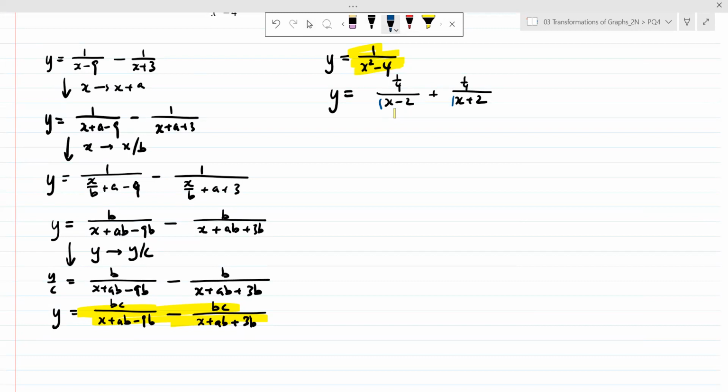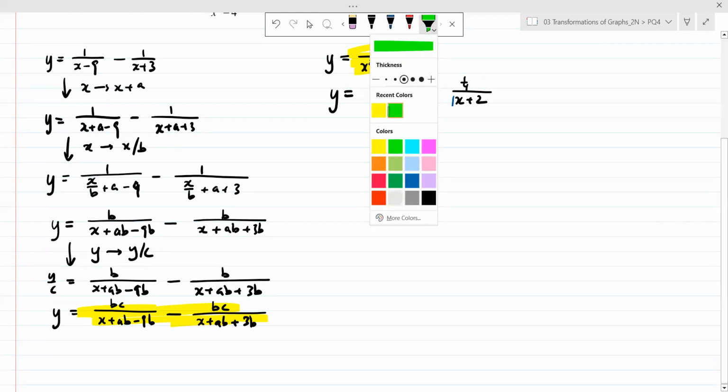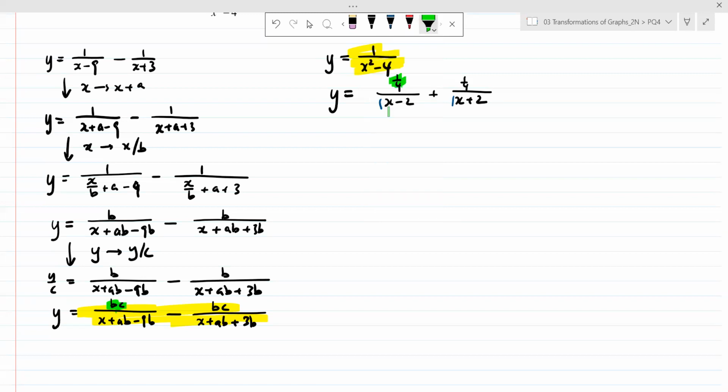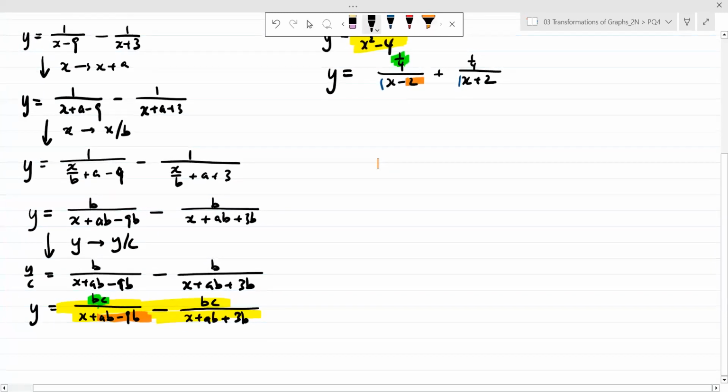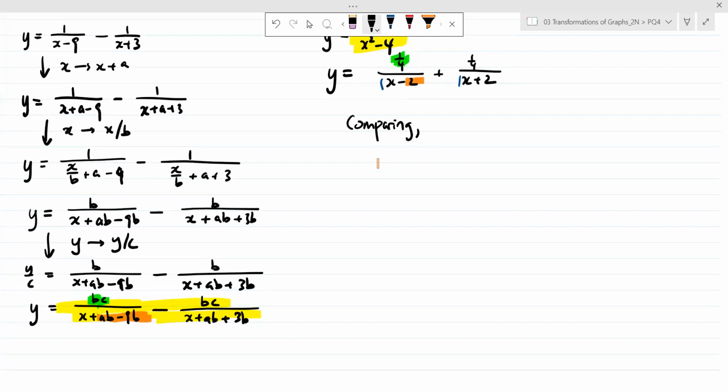Once I make sure the coefficients are 1, I can now start to compare apple with apple, orange with orange, quite literally. No, that was a coincidence. Okay, so comparing. If you don't know what to say, just write comparing. Don't write anything else. Yeah, sometimes less is more.